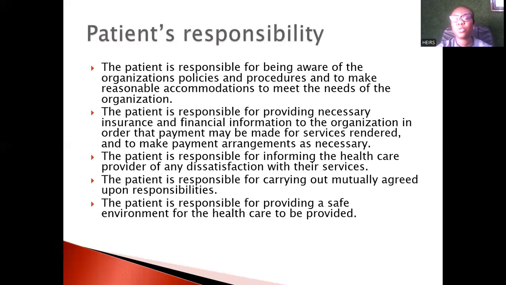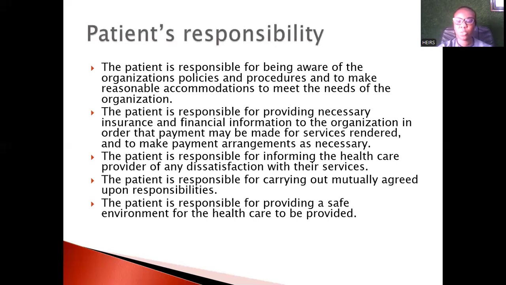The patient is responsible for providing necessary insurance and financial information to the organization in order that payments be made for services rendered, and to make payment arrangements as necessary. The patient is responsible for informing the healthcare provider of any dissatisfaction with their services. So the feedback is the onus of the patient to carry it to the healthcare provider.